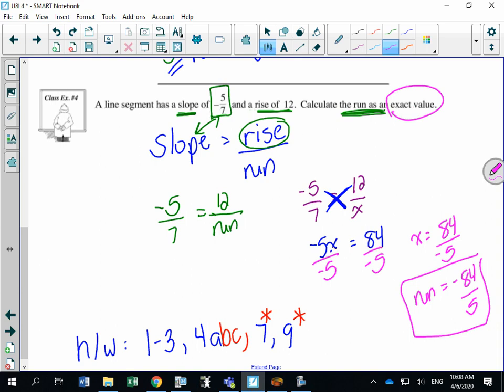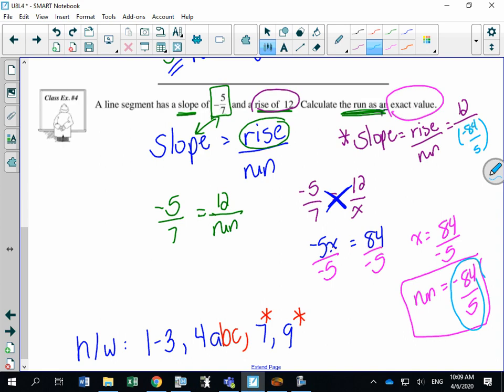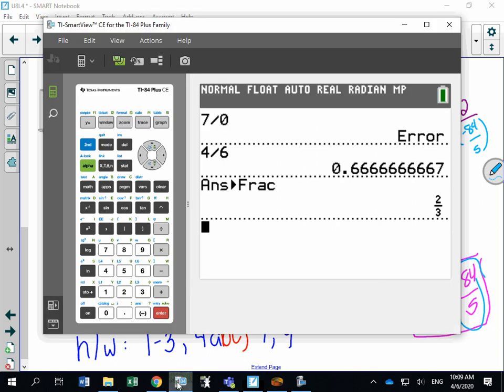And just to double check, here's my check. We know that the slope is equal to the rise over the run. The rise, they said, was 12. And the run happens to be a fraction, but that's fine, -84/5. If I type this into my calculator to figure out, well, what's the slope if I have a rise of 12 and if that is my run, let's check what we would get.